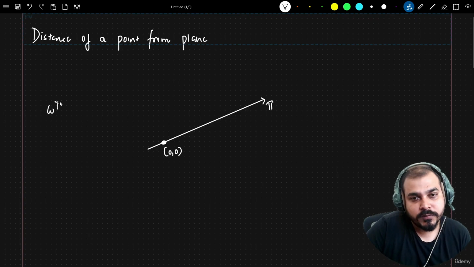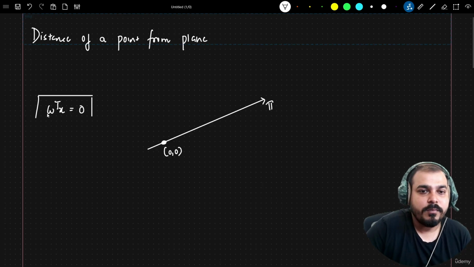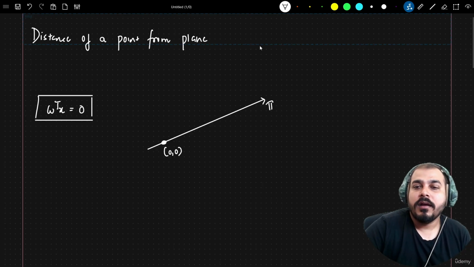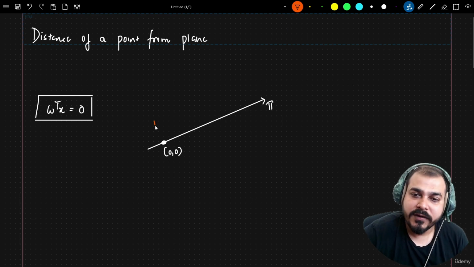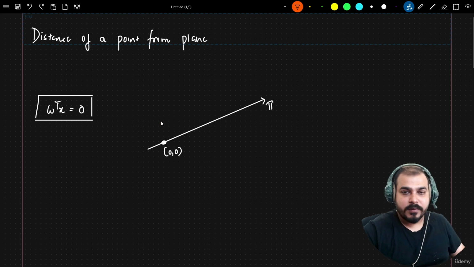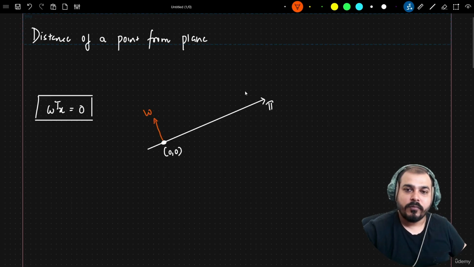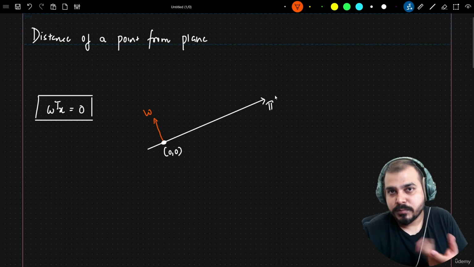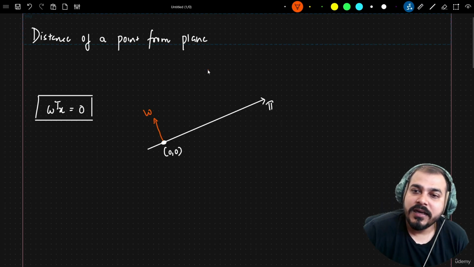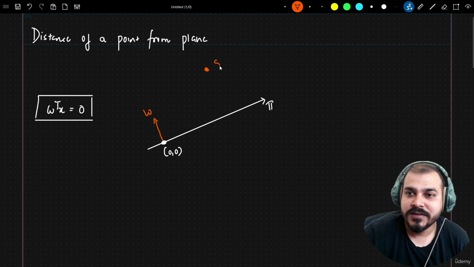We just discussed this in our previous video, right? Now, when W transpose x is equal to 0, what is W over here? We can definitely say W is a vector that is perpendicular to this plane. Now, let's say I have a point.